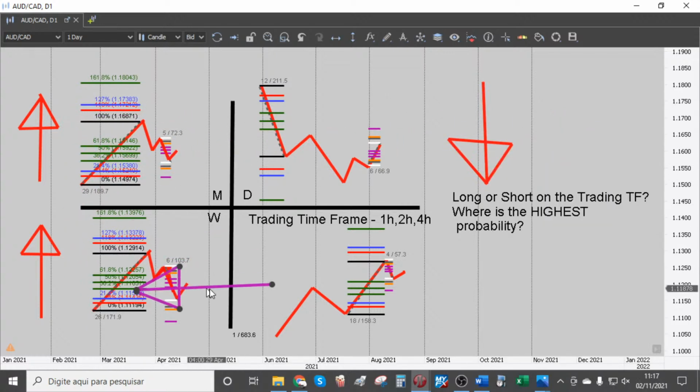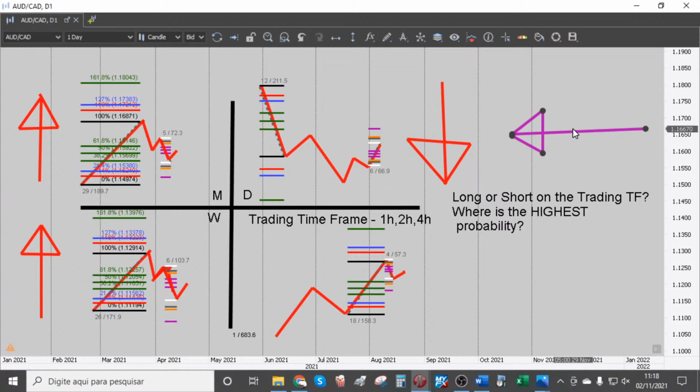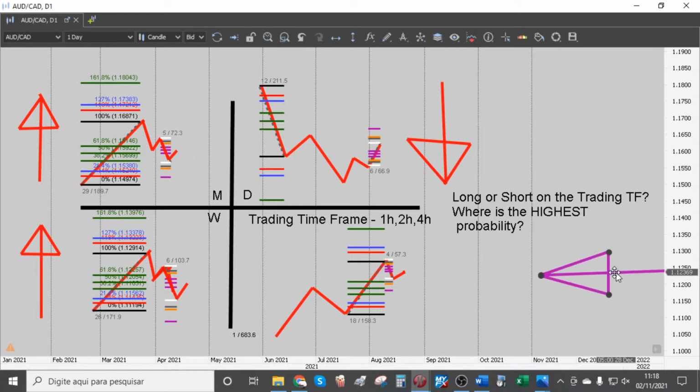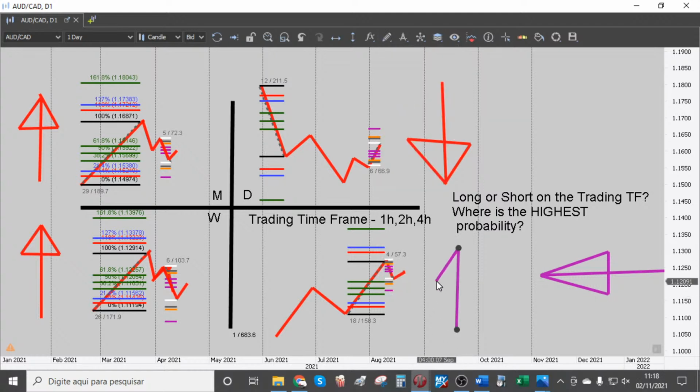Monthly, it's up. Weekly, it's up. Daily Fibonacci trend direction is down. And finally, if the original Fibonacci determines trend direction, what is the trend direction on the trading time frame? This is the time frame where we are going to enter into a trade. Daily down, yes sir. And the 1 hour, 2 hour, 4 hour time frame is up again.